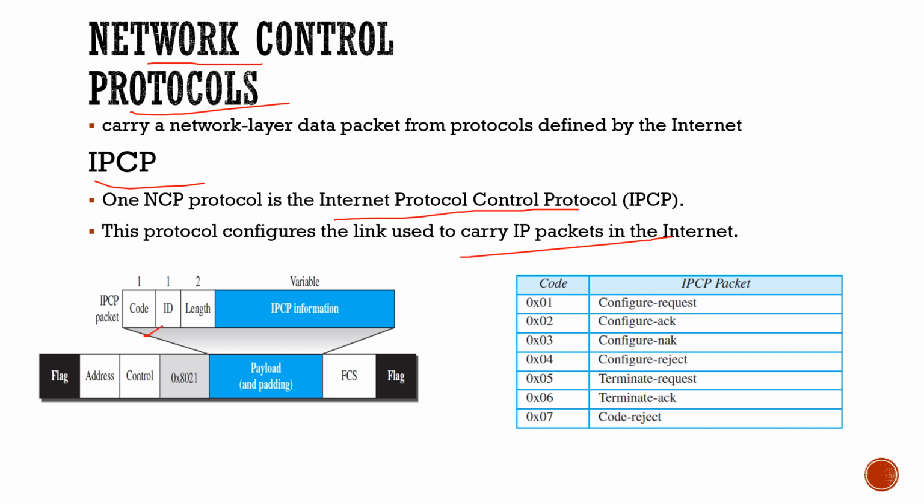In this code, we have configure request, configure acknowledgement, negative acknowledgement, reject, terminate request, terminate acknowledgement, and code reject. So these are the codes that can be given here. With the code, we will be able to identify what type of IPCP packet is going to be transmitted. So this is all about the PPP protocol.